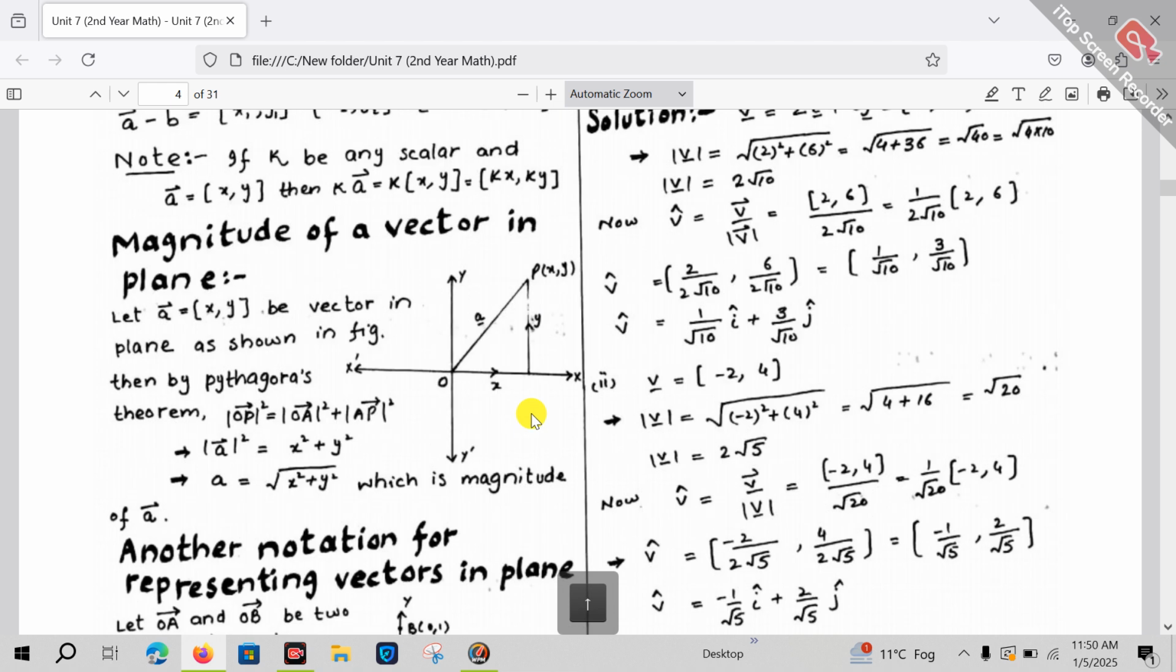Next is the magnitude of a vector in plane. Magnitude of a vector in plane, what does it mean? This is a very simple concept. Suppose we have positive x-axis, negative x-axis, positive y-axis, negative y-axis. So A is a vector in plane as shown in the figure.